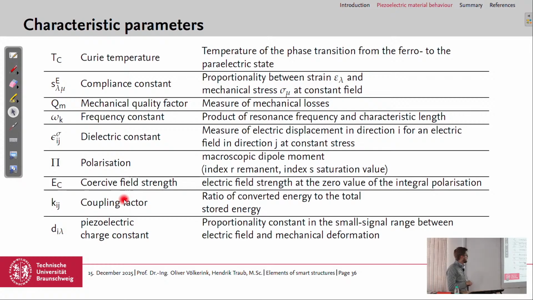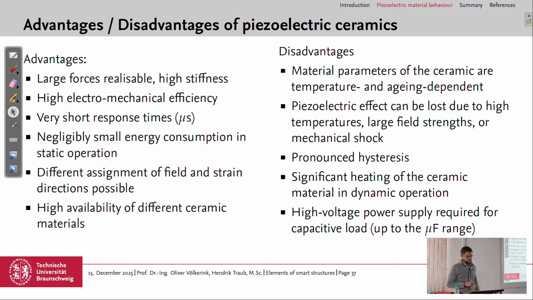We have the coercive field strength, where the polarization equals out because we have 50% oriented in one direction and 50% in the other direction. We have the coupling factor, which gives us the ratio of converted energy from mechanical to electrical. And we have the piezoelectric charge constant, which is the proportionality constant in the small signal range between electrical field and mechanical deformation.